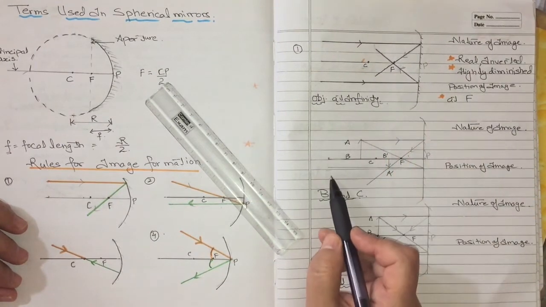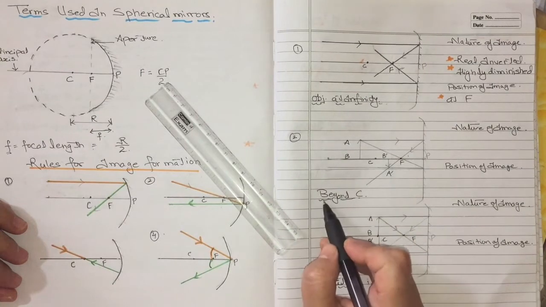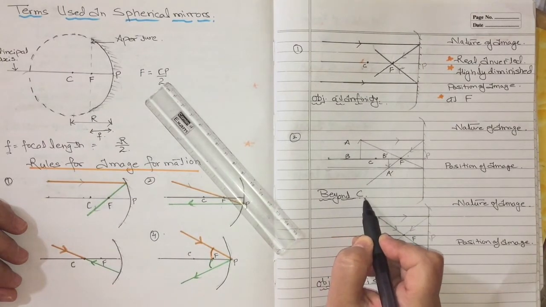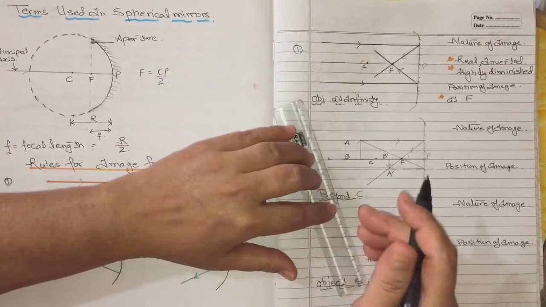Now coming to the second point. The second image is when your object is beyond C. Okay, so I have drawn an object beyond C.